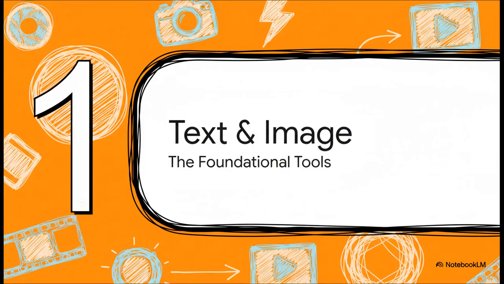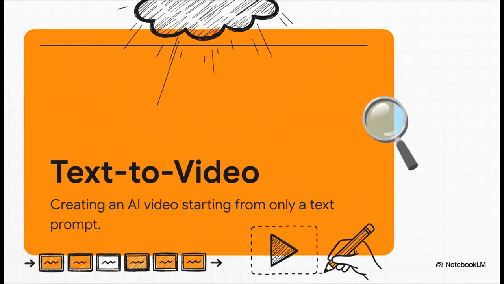All right, first up, let's talk about the foundational tools. This is where most people start their journey. Creating a video either from pure imagination, using just text, or by bringing a single, static image to life. The most direct, the most fundamental method is text-to-video. It's exactly what it sounds like. You simply describe a scene in words, and the AI builds it from scratch. This is pure storytelling, literally turning your words directly into moving pictures.